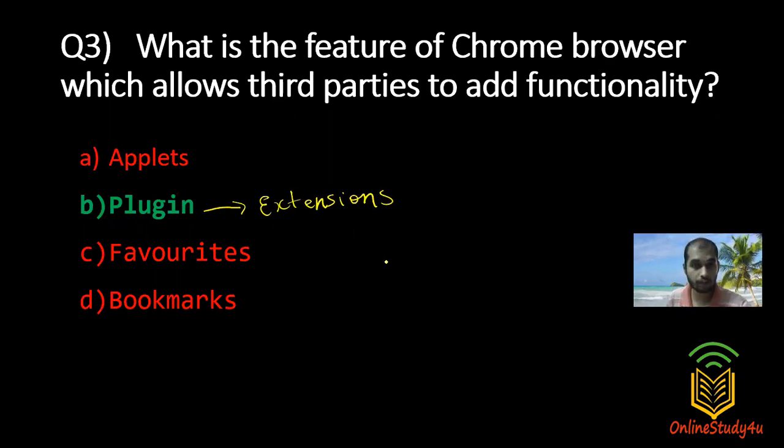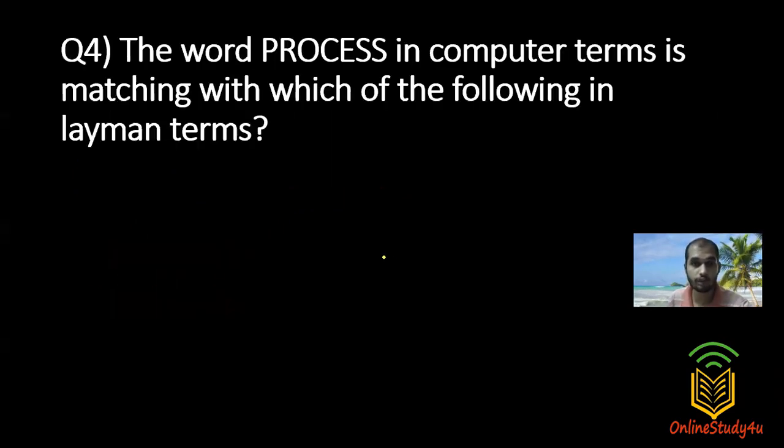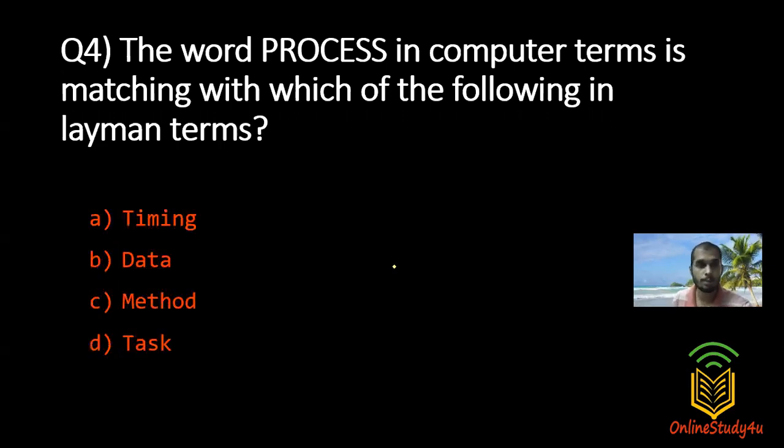So let's go to the next question. That is our fourth question. The fourth question would be, the word process in computer terms is matching with which of the following layman terms? Option A, timing, option B, data, option C, method, option D, task. So what they are asking here is, you have processes in a computer, right? What does this word process actually mean in layman terms? Okay, in normal general terms.